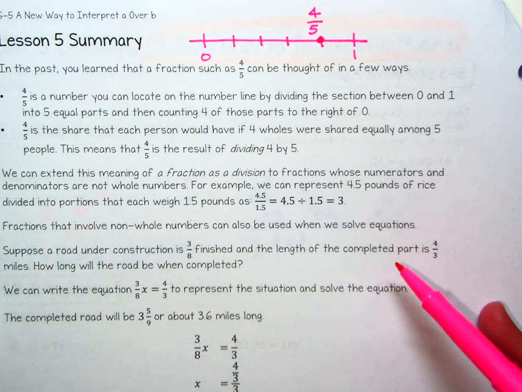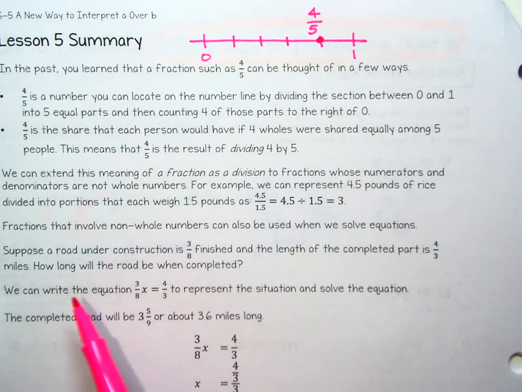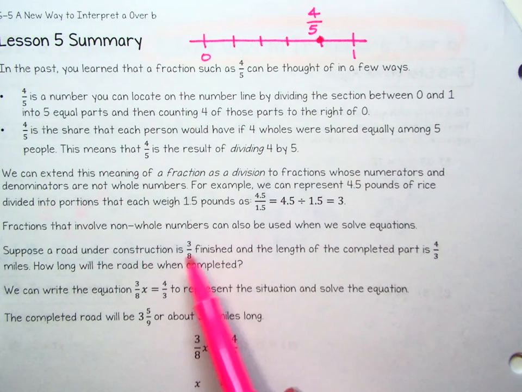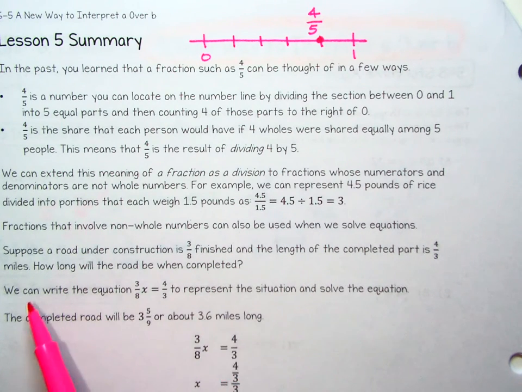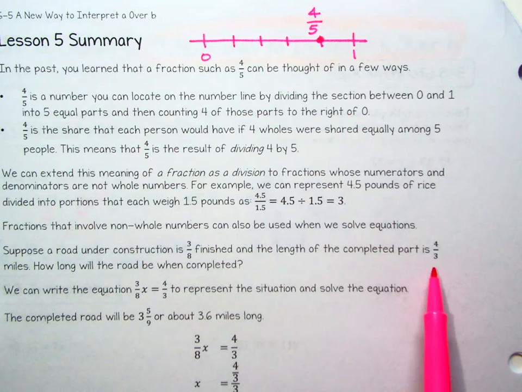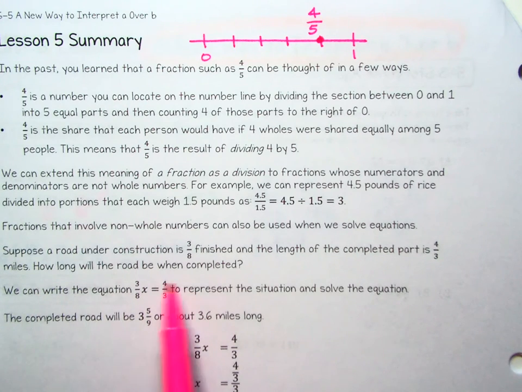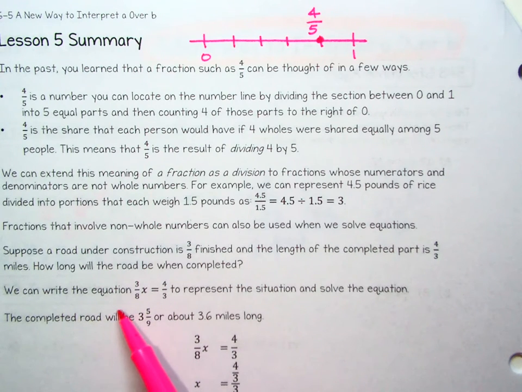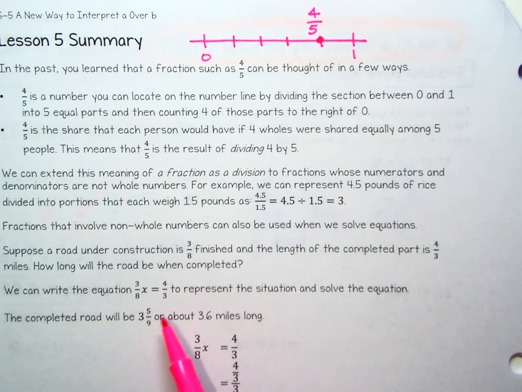Fractions that involve non-whole numbers can also be used when we solve equations. So sometimes you won't even have a whole. We saw that you might have 3/5 x. Suppose a road under construction is 3/8 finished and the length of the completed part is 4/3 miles. How long will the road be when completed? So we can write the equation 3/8 of x, where x is the length of the completed road. So we're saying 3/8 of the completed road is 4/3 miles. So we can write the equation 3/8 x equals 4/3 to represent the situation and solve the equation.